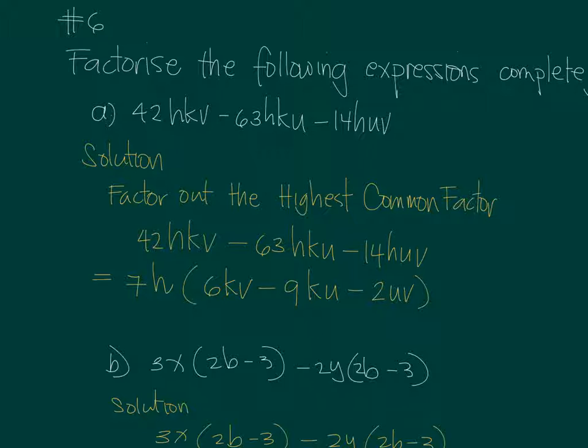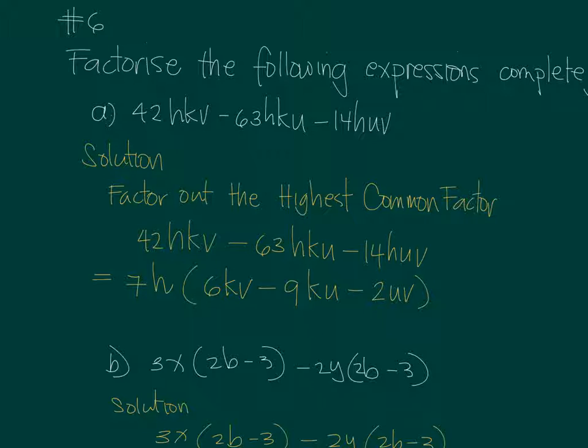If you look at the numbers, we have 42, we have 63, and we have 14. The highest common factor for 42, 63, and 14 is 7. Now, there are many ways to identify the highest common factor. If you can recognize it immediately, that's better. But if you can't, you have to use other ways to identify it. That's not covered in this explanation, so you have to look at some references to find different ways to find the highest common factor.